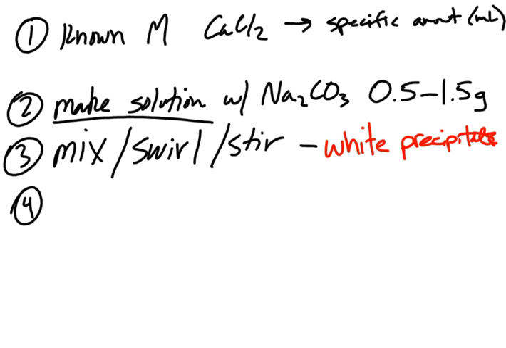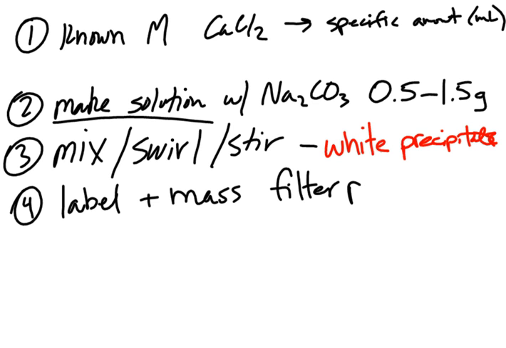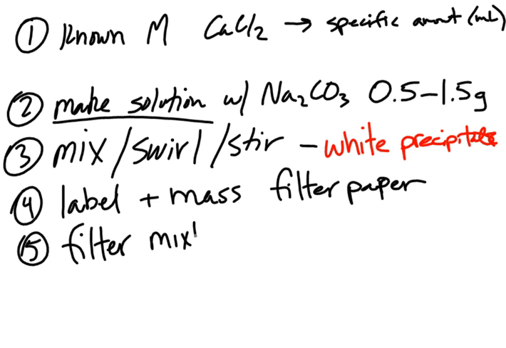Okay, so I've made that. Now I'm going to label and mass my filter paper, and then I'm going to get a beaker and filter the mixture. Remember, the sodium chloride solution should drip down, and then that would trap the calcium carbonate in the filter.